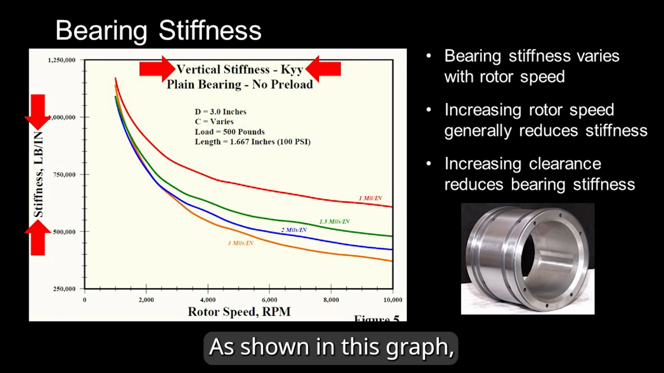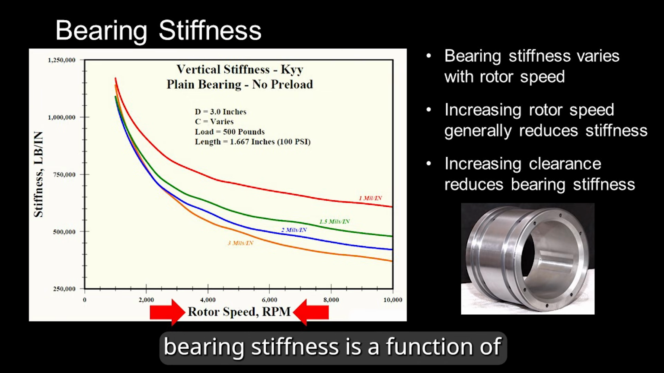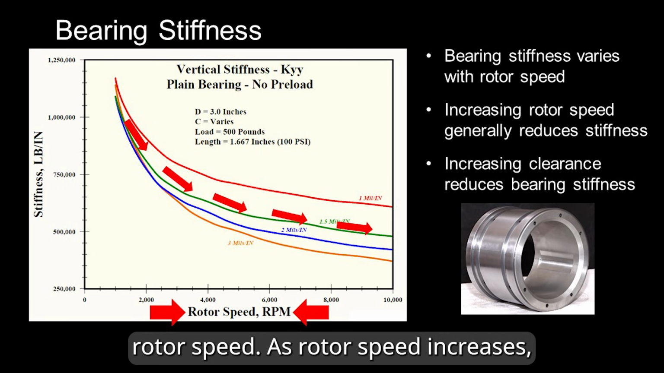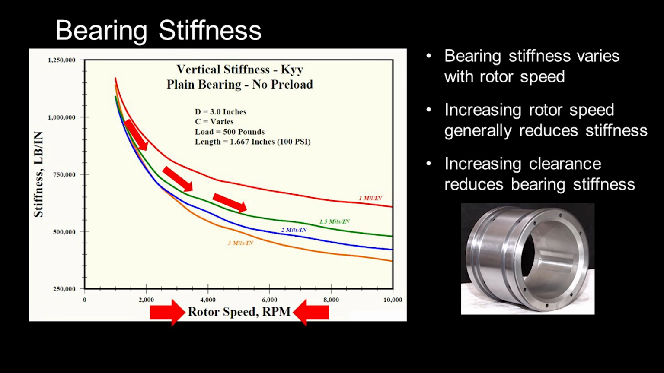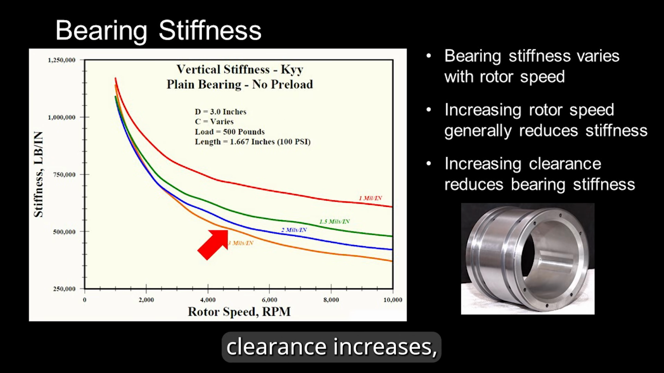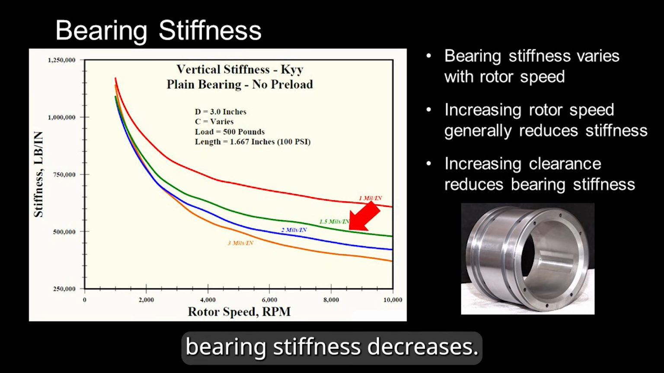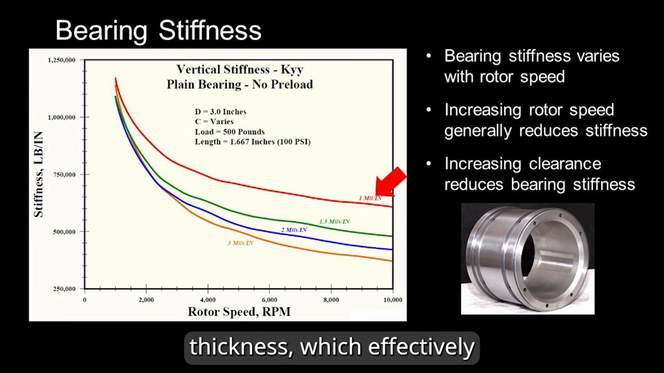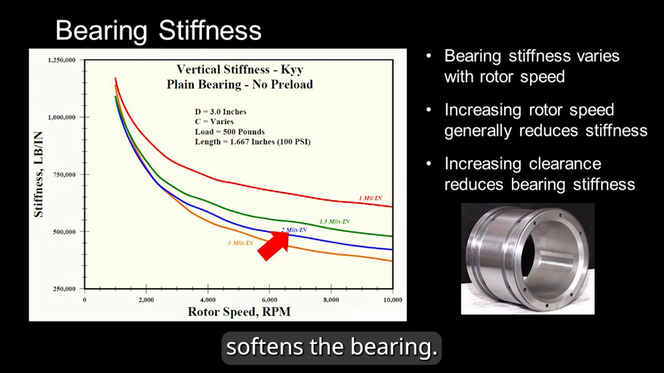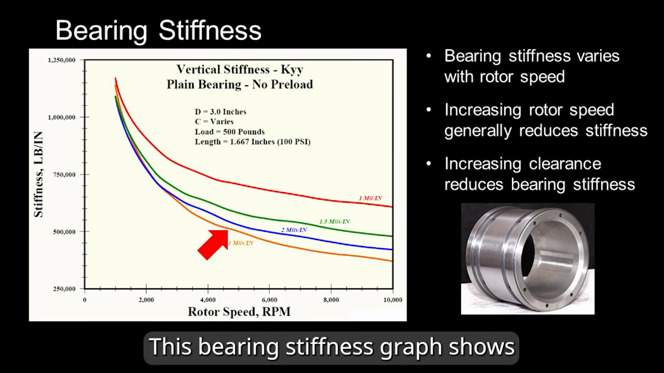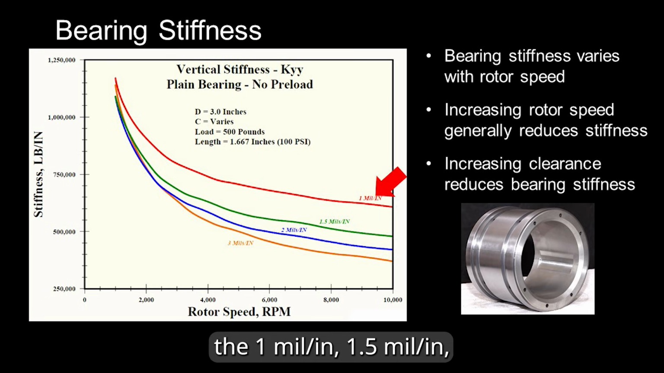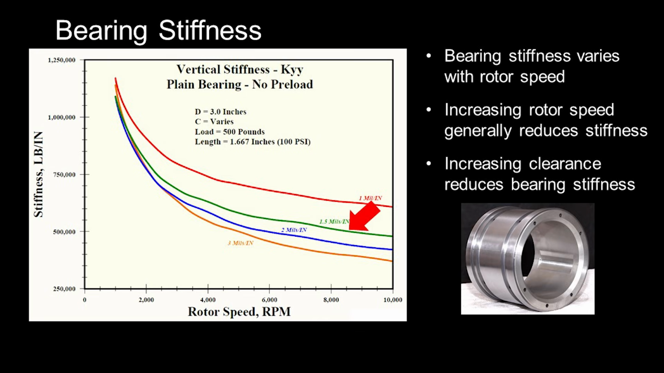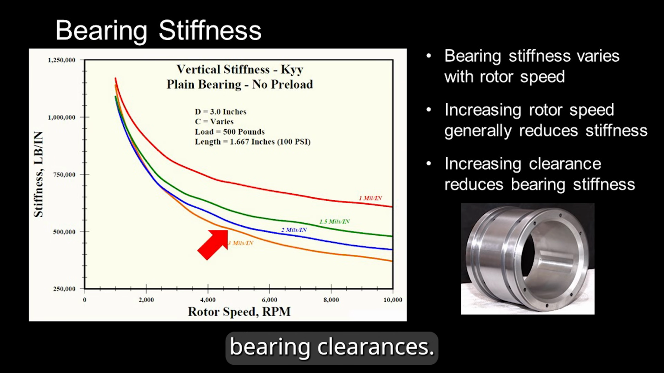As shown in this graph, bearing stiffness is a function of rotor speed. As rotor speed increases, bearing stiffness generally decreases. Also, as bearing clearance increases, bearing stiffness decreases. More bearing clearance means more oil film thickness, which effectively softens the bearing. This bearing stiffness graph shows the 1 mil per inch, 1.5 mil per inch, 2 mil per inch, and 3 mil per inch bearing clearances.